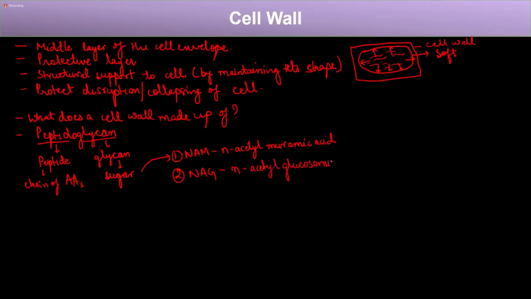So what is N-acetyl glucosamine? It is a modified glucose. It has glucose in its name, so it is a modified glucose sugar. Okay. Now, what does the structure of a cell wall look like?